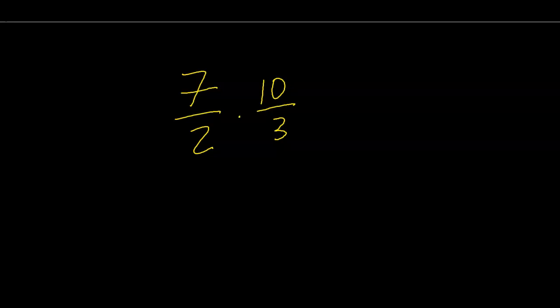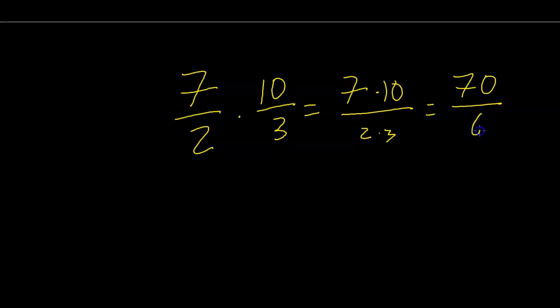So multiplication and division are actually much easier than addition and subtraction when it comes to fractions. And here, this is all it is. 7 over 2 times 10 over 3. All you got to do is multiply across the numerators and multiply across the denominators. That's it. 7 times 10 is 70 over 2 times 3 is 6. And here's your answer, 70 over 6. So that's the only process there is for multiplication.